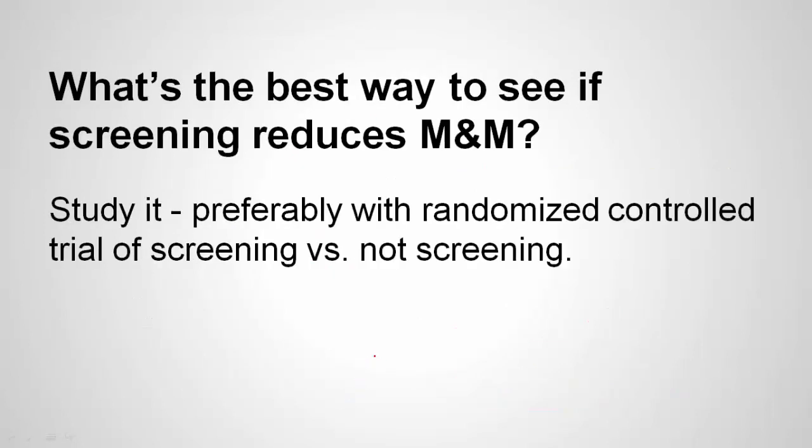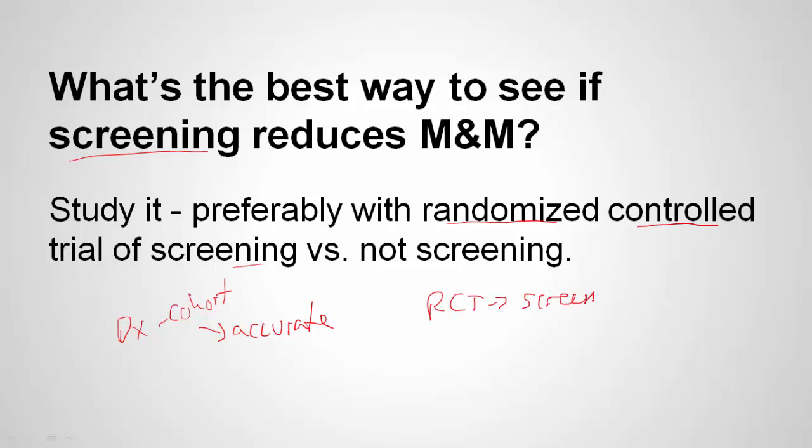So the best way to see if screening, and by this I mean a screening program, not just the test to be able to diagnose it, but the whole test and the treatment and the follow-up and everything else, reduces morbidity and mortality, is to study it, preferably with a randomized controlled trial of screening versus not screening. You have the diagnostic test studies, which are usually cohort studies, to figure out if the test is accurate. But you need an RCT to prove that screening works, just like any other intervention. So remember that as a way to do that.